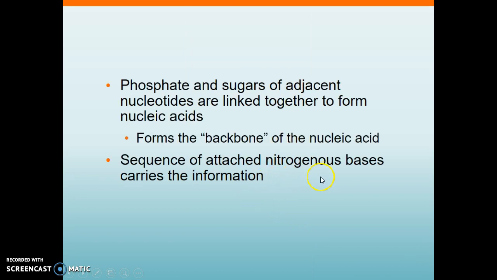So if you think of the DNA as a ladder that is twisted, the sides of the ladder are made up of the phosphate group and sugars bonded together, and that forms the backbone. The rungs of the ladder where you would step are the nitrogenous bases.